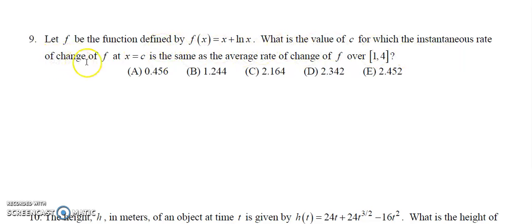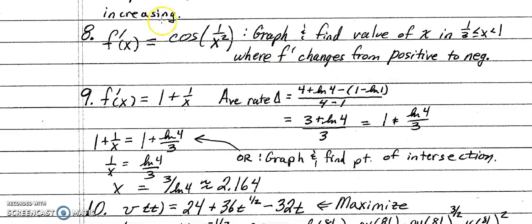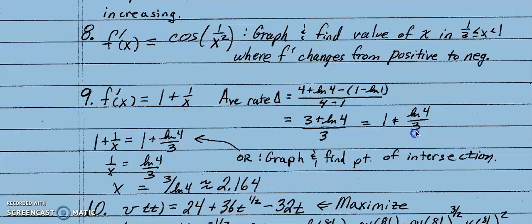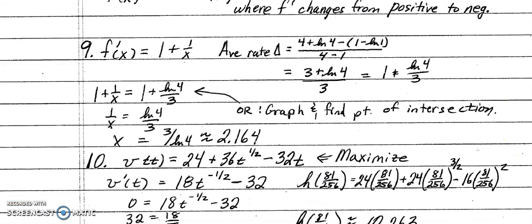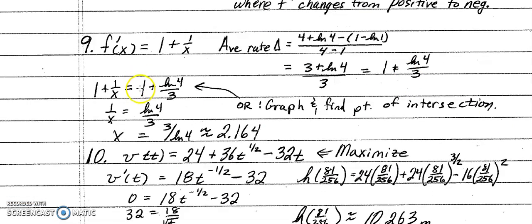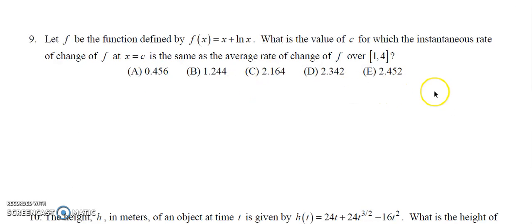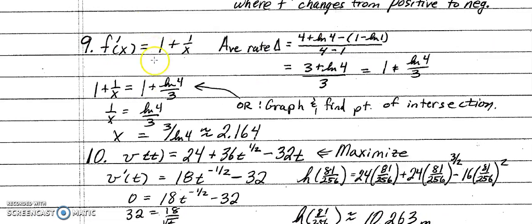Here's a function. Instantaneous rate of change means derivative. Same as the average rate of change, slope. So where is the derivative, f prime, equal to the average rate of change, the slope? So here's your average rate of change, set it equal. Now, being calculator, and notice answers are all decimals, just plug it in the calculator and you get 2.164.